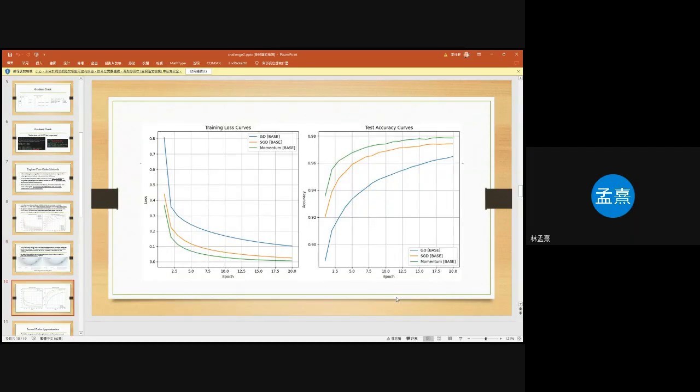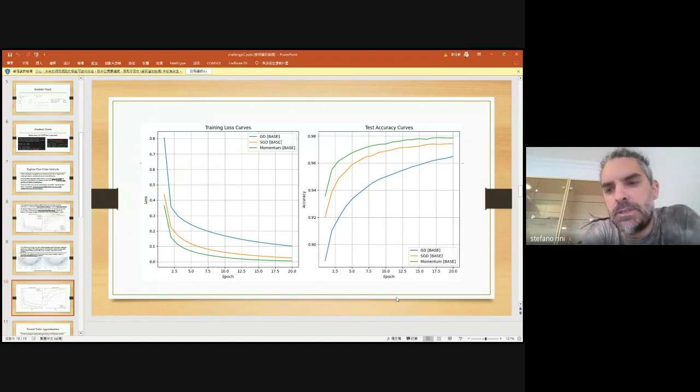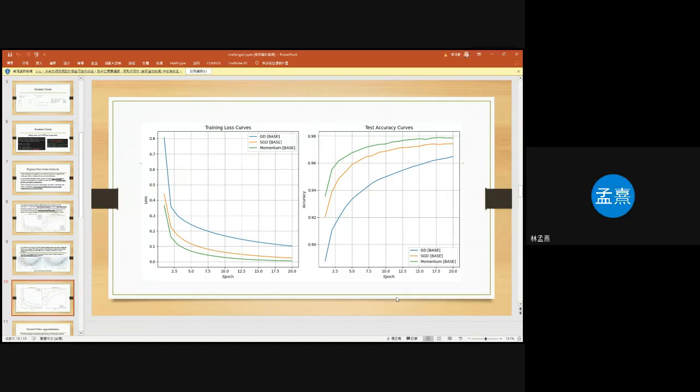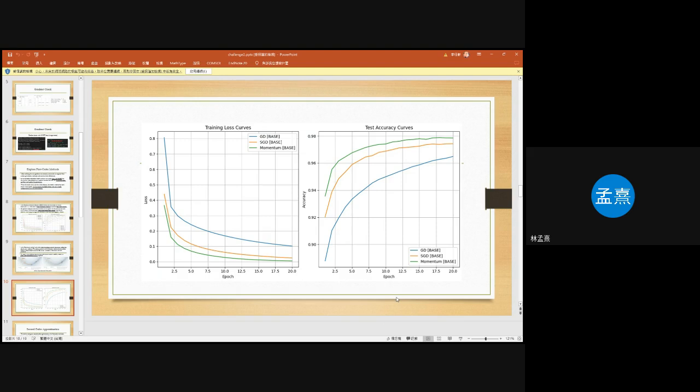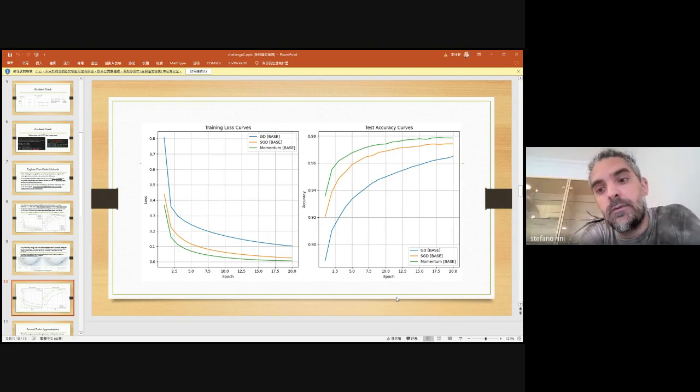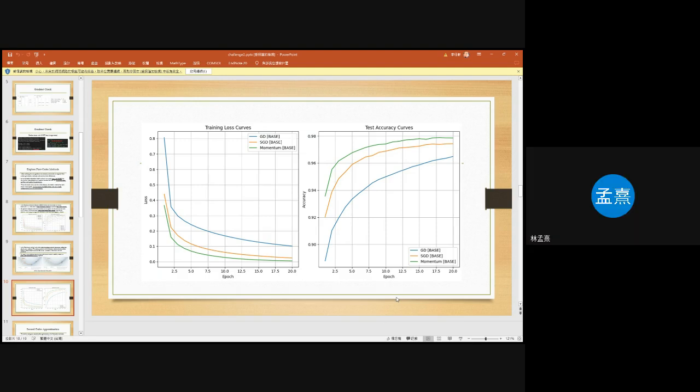And this is our training loss curve and test accuracy curve. The gradient descent one is the worst, and momentum is the best. And what's the batch size here? Gradient descent has 64, and the stochastic gradient descent is 4. Okay, and the momentum is also 4. Got it. No, momentum is 64. Momentum is also 64. Yes. Okay. Next slide.